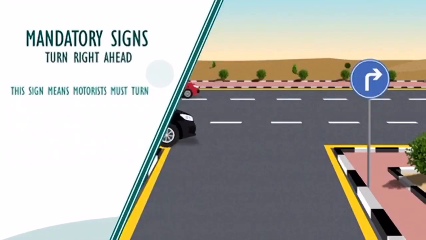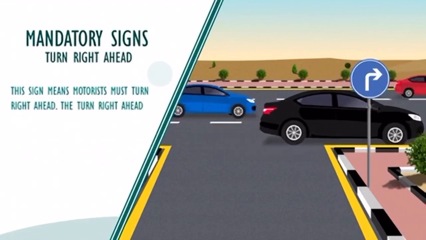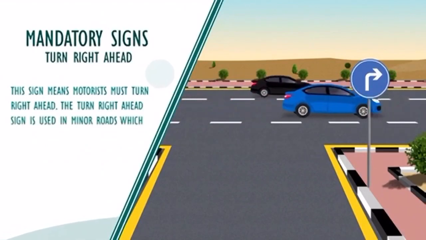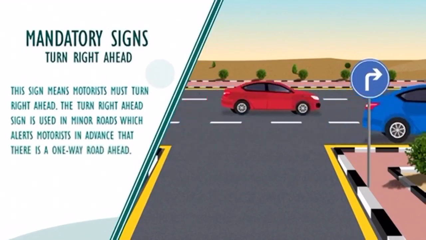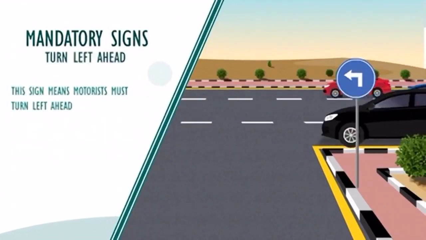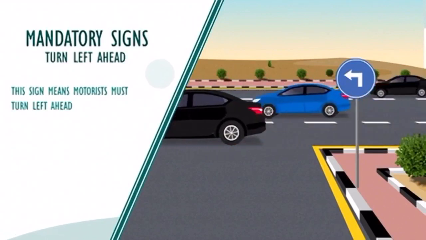This sign means motorists must turn right ahead. The turn right ahead sign is used in minor roads, which alerts motorists in advance that there is a one-way road ahead. This sign means motorists must turn left ahead.